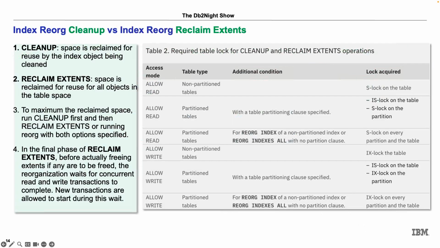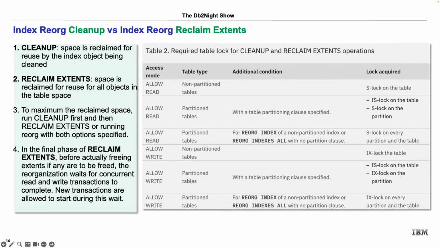Okay, so next is specific to reorg cleanup versus reclaim extents. They both help with the space, but in different ways. Cleanup removes old keys and empty pages, making space reusable within the same index. Reclaim extents goes further. It reorganizes pages to free up full extents and return them to the table space. So for best results, you can run cleanup first, then reclaim, or you can combine both in one run.